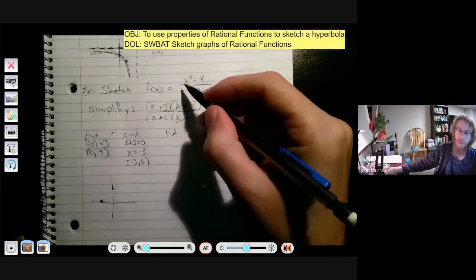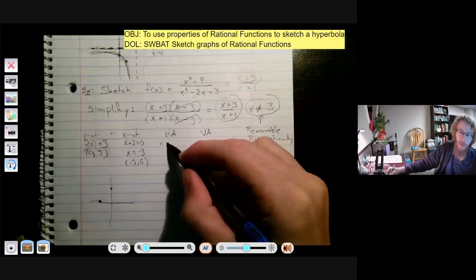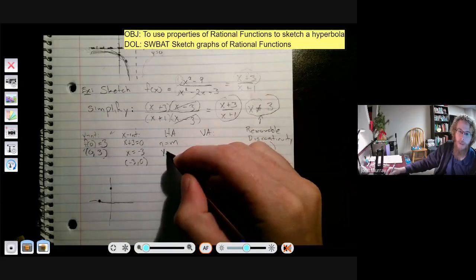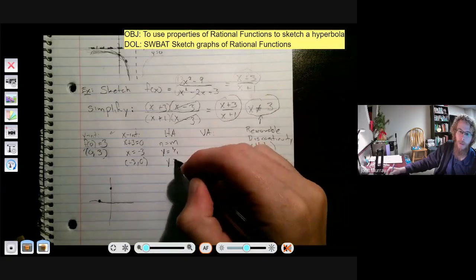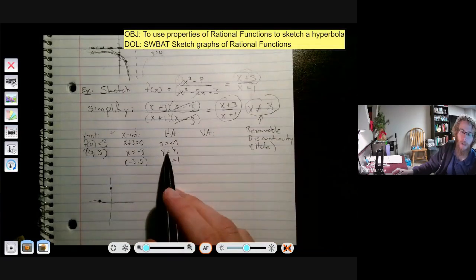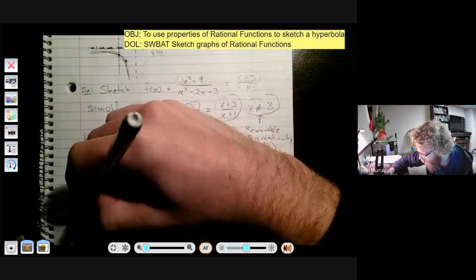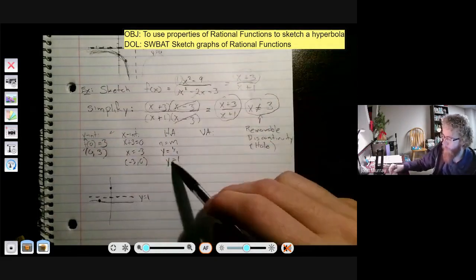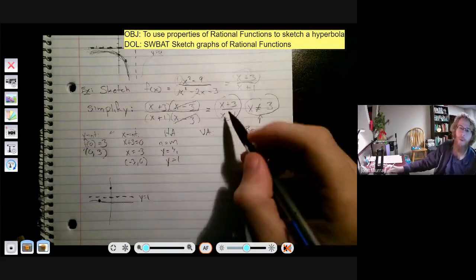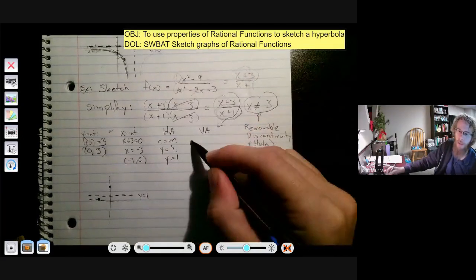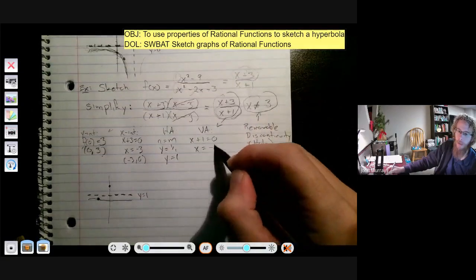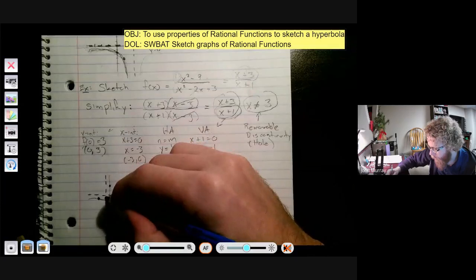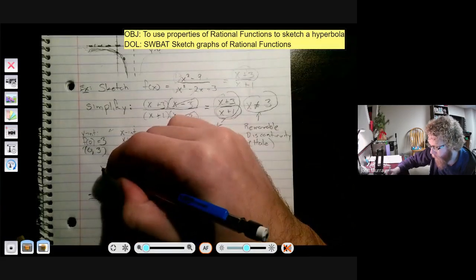My horizontal asymptote. Here, the degrees are equal, so we look at our leading coefficients. They're both 1 over 1, so y equals 1 is a horizontal asymptote. Vertical asymptote: we look at the denominator, but again, our new denominator. So x equals negative 1 is our vertical asymptote.